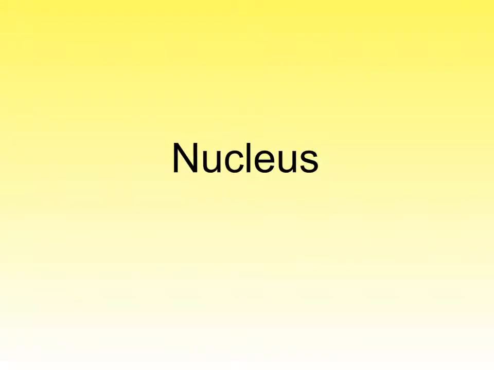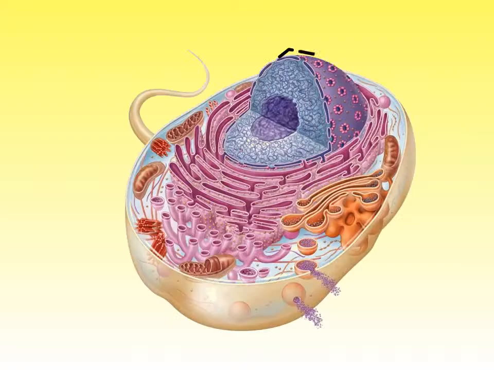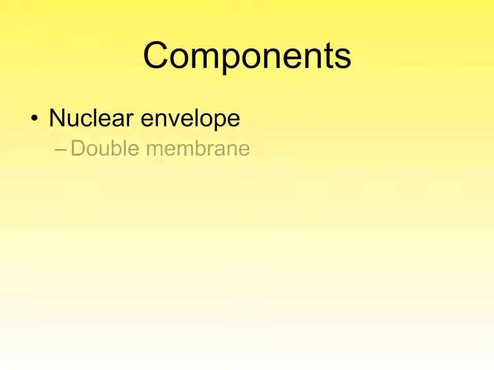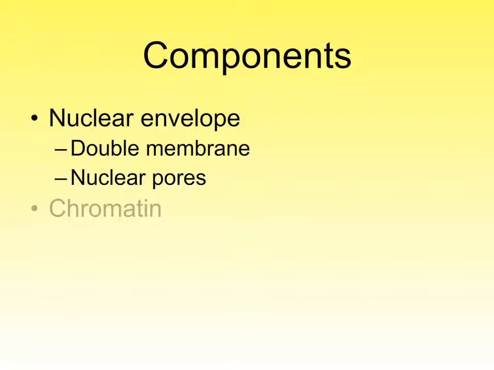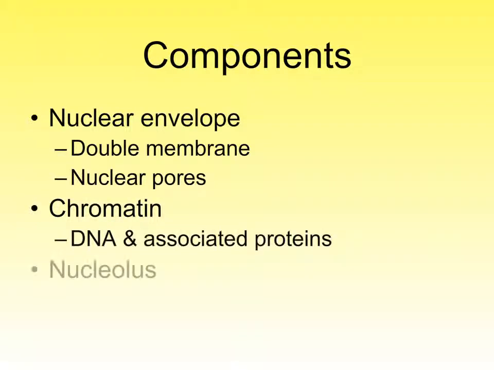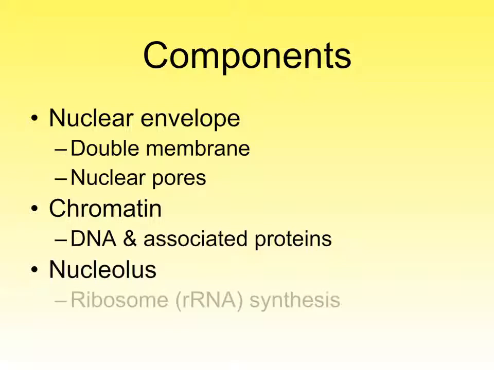The centrally located nucleus is the most prominent organelle. Here's the nucleus. It contains most of the genes in the eukaryotic cell. It averages 5 micrometers in diameter. The nucleus is surrounded by a double membrane called the nuclear envelope, which is perforated by pores. The DNA inside the nucleus is packaged with proteins and referred to as chromatin. Also inside the nucleus is the nucleolus, the site of ribosome synthesis.